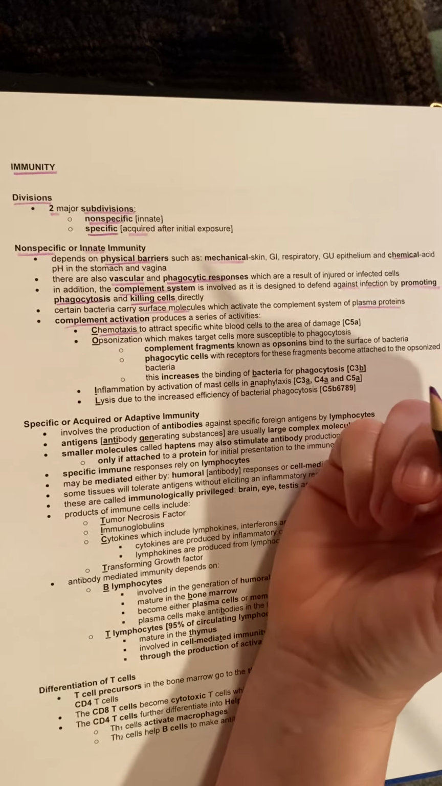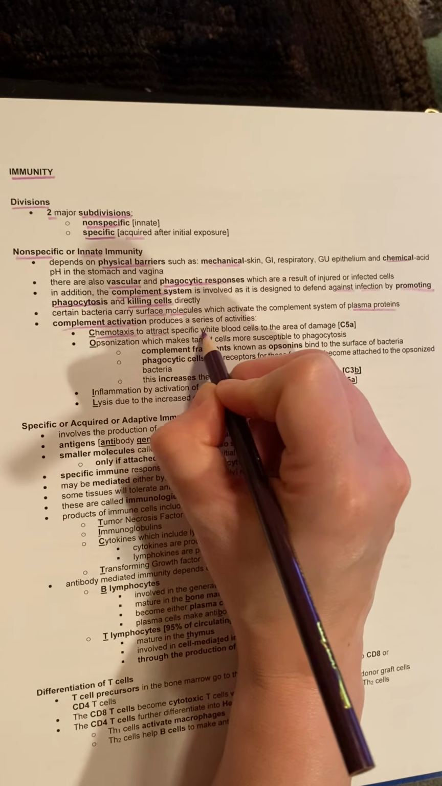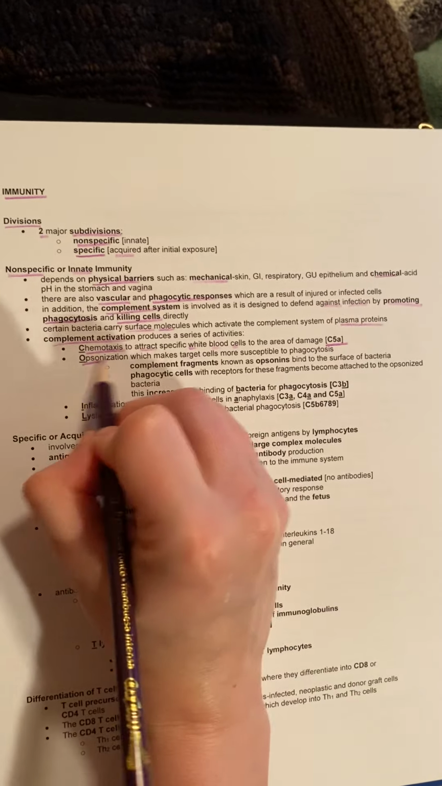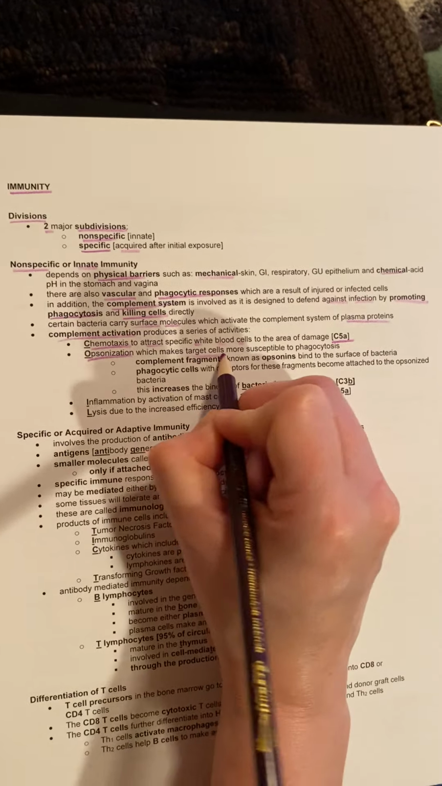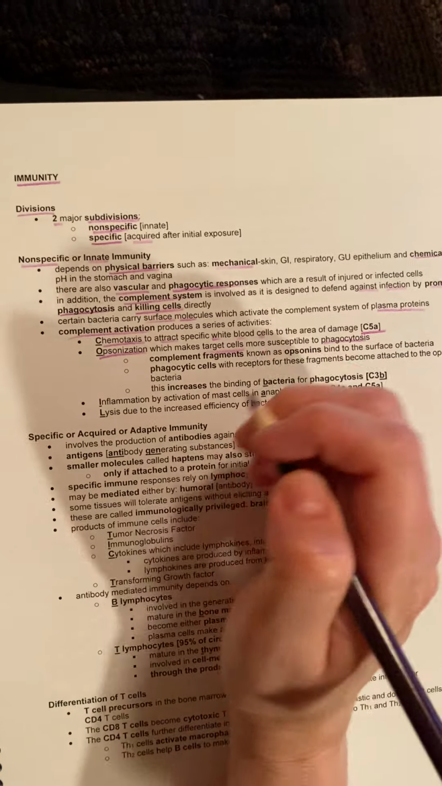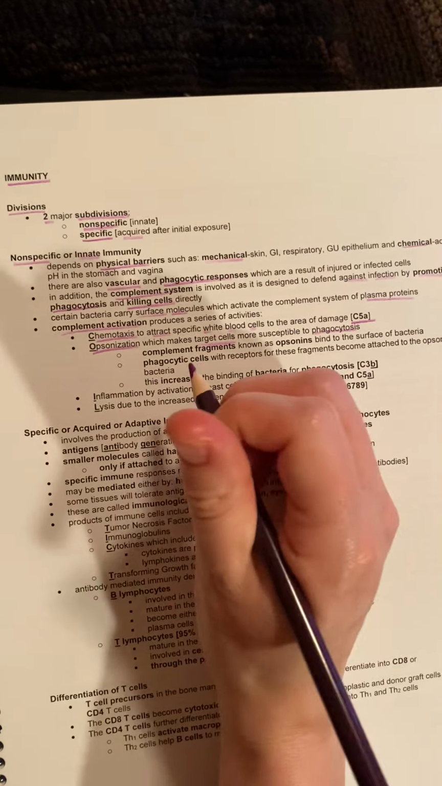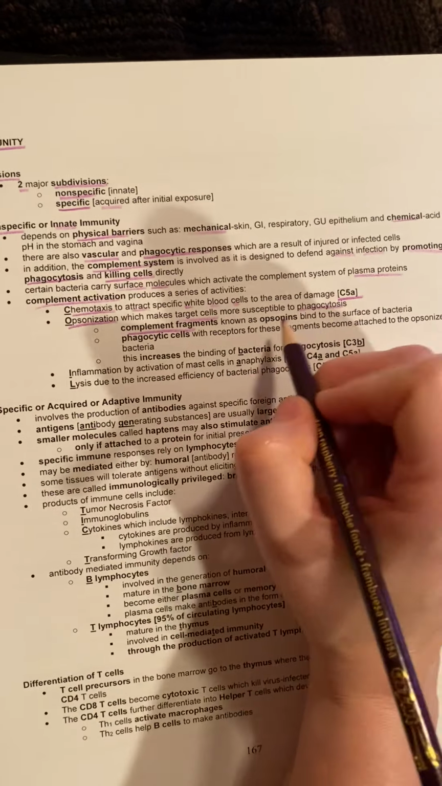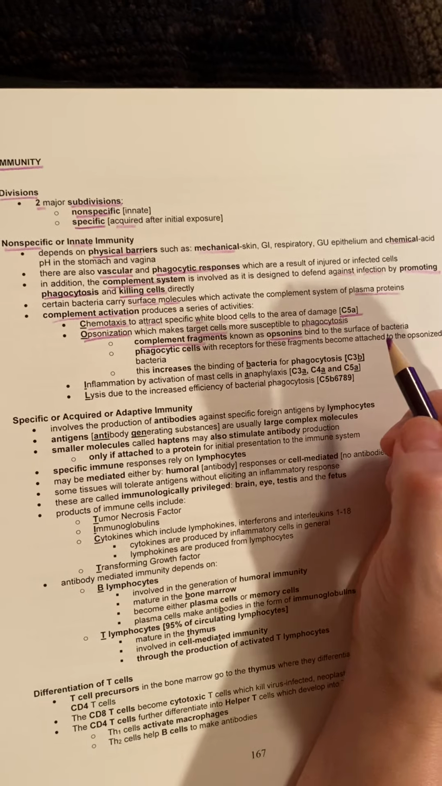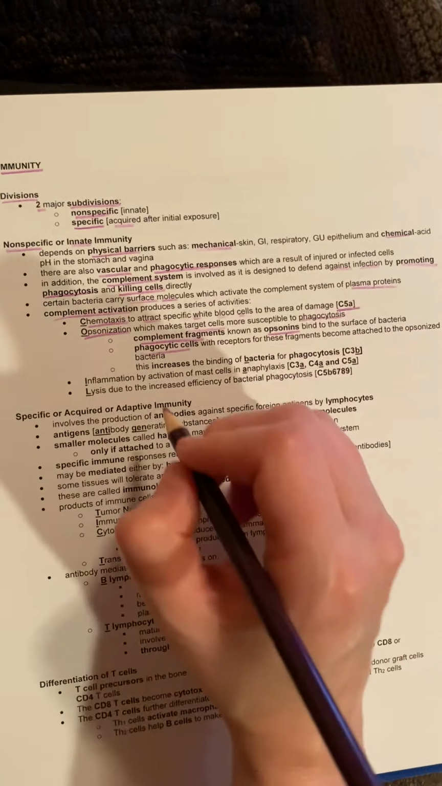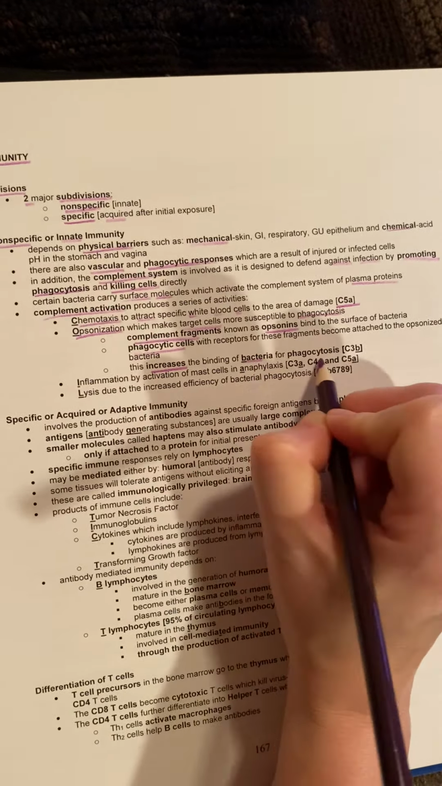Chemotaxis, to attract specific white blood cells to the area of the damage, C5. Opsonization, which makes the target cells more susceptible to phagocytosis. Drinkable. Oh, that's Pinot. Sorry, eatable. Opsonization. Eatable. Complement fragments, also known as opsonins, bind to the surface of the bacteria. Phagocytic cells with receptors for these fragments become attached to the opsonized bacteria. This increases the binding of the bacteria for phagocytosis.